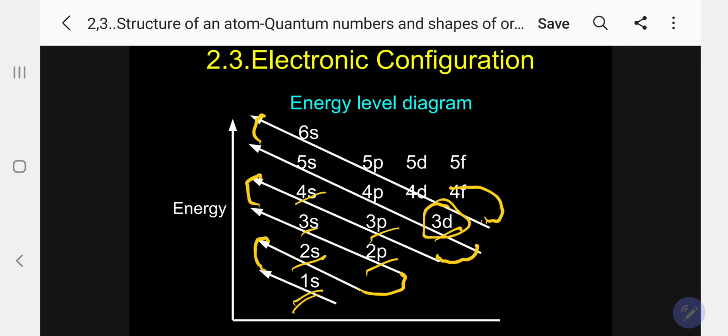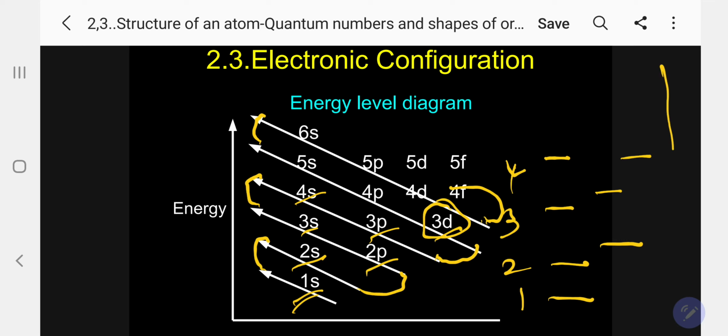Anyhow, I want to mention it. Kindly follow. As per the rule, this is 1S. So after 2S, 2P will be here. Then 3S, 3P, 3D. So this is 4S. Kindly follow: 1, 2, 3, 4. So this is the actual electronic configuration.